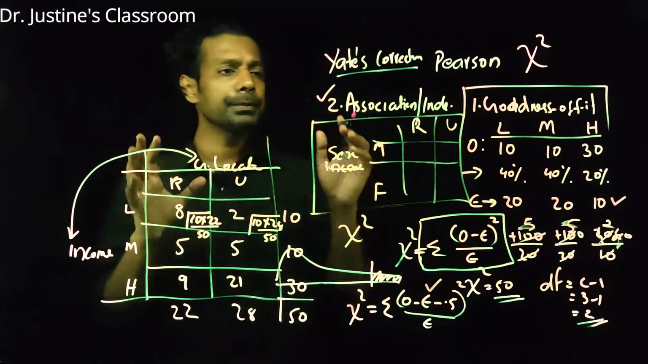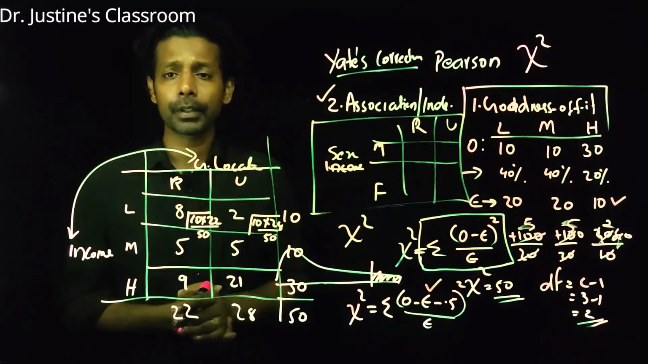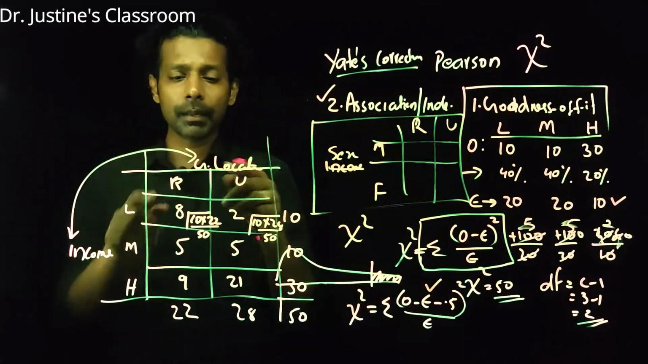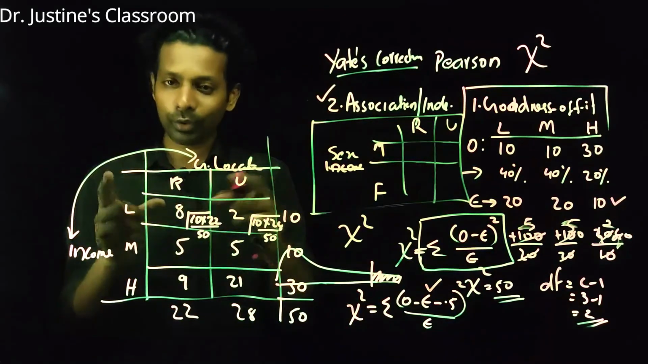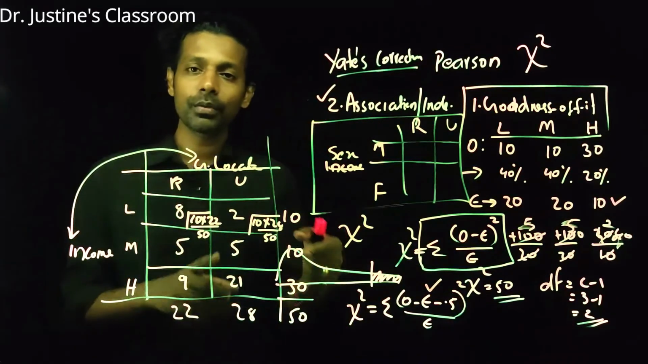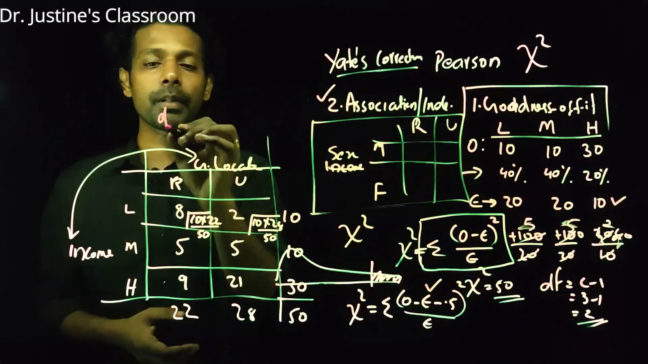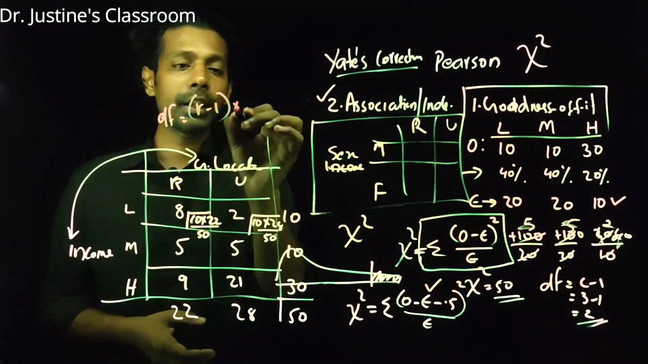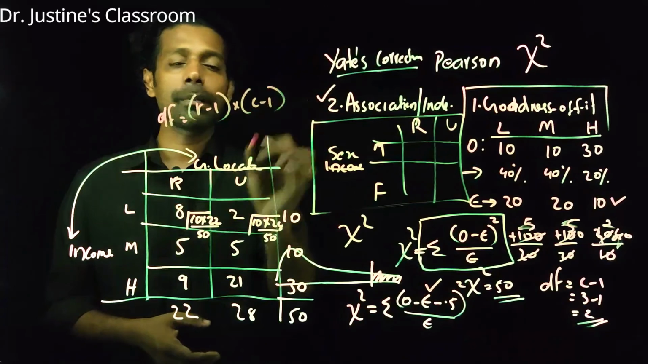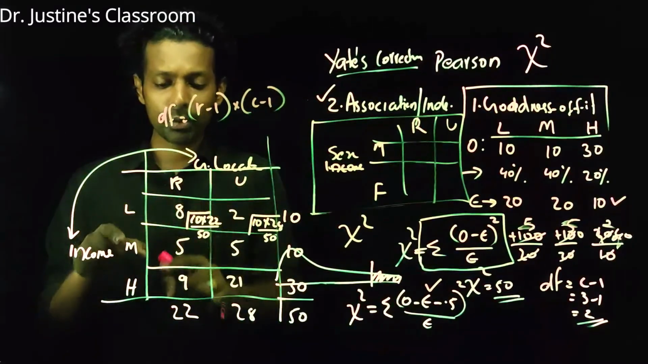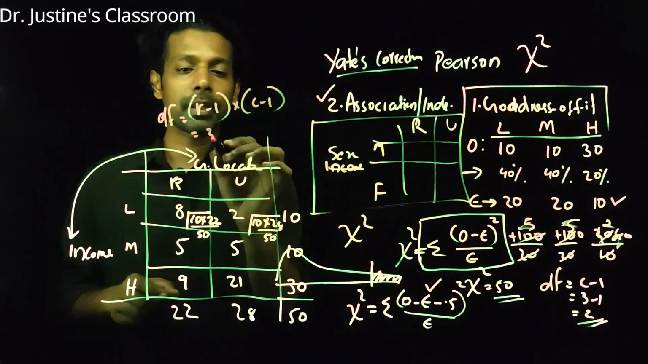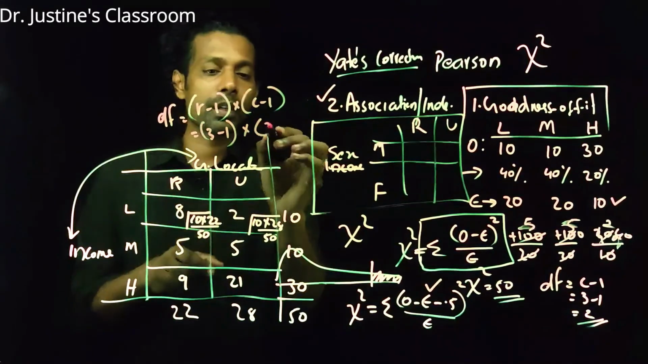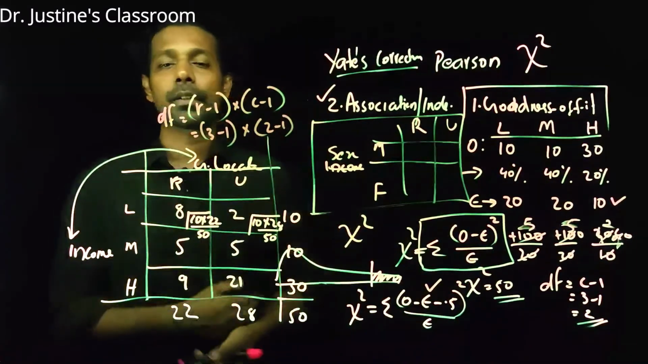Now how do you calculate the degree of freedom in this context? Chi-square can be calculated very easily. Degree of freedom is number of rows minus 1 into number of columns minus 1. For example, the degree of freedom in this context will be R minus 1 into C minus 1. That means you have 3 rows, so it's 3 minus 1 into 2 minus 1. Just multiply it, and you will get the answer.